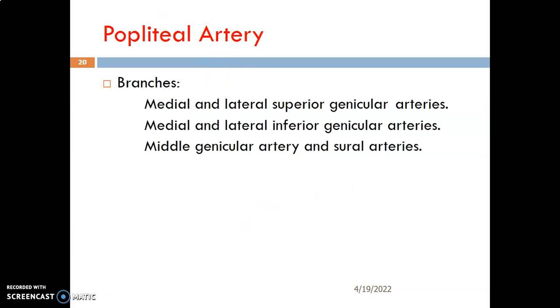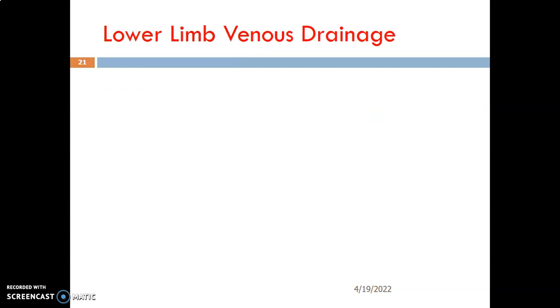What are the branches of the popliteal artery? It has 5 major branches: superolateral and superomedial genicular arteries, inferolateral and inferomedial genicular arteries, and the middle genicular artery. And all these participate in the genicular anastomosis together with the descending branch of the femoral artery, the descending branch of the lateral circumflex femoral, 2 recurrent branches of the anterior tibial, and a circumflex branch from the peroneal artery.